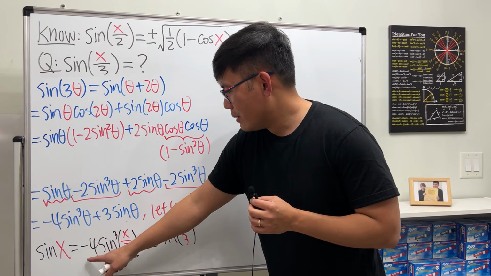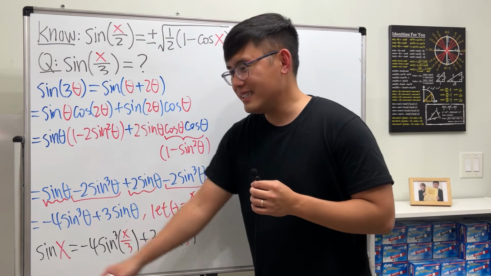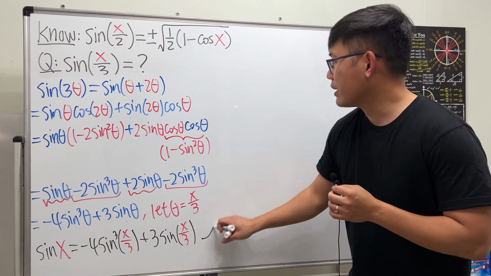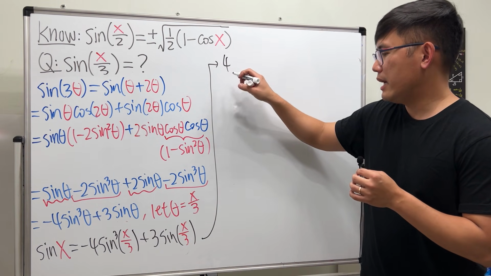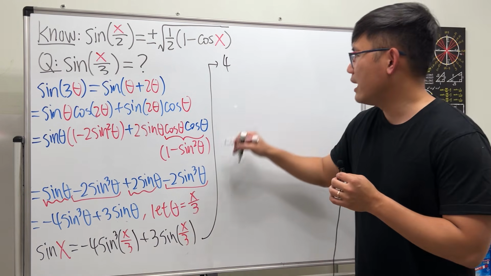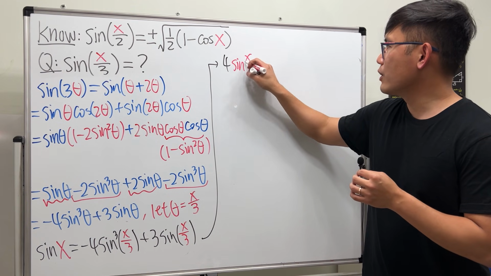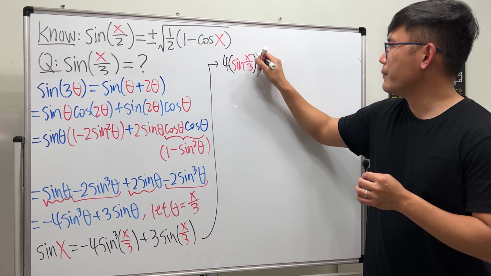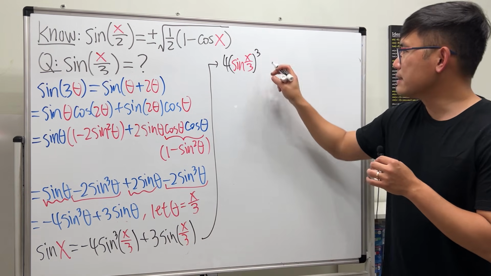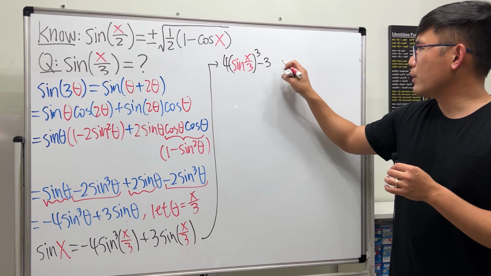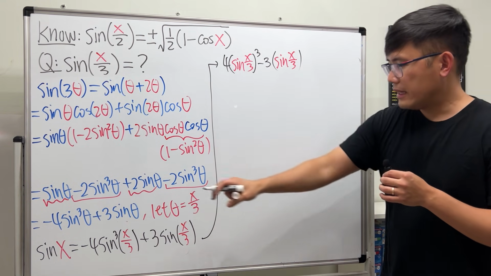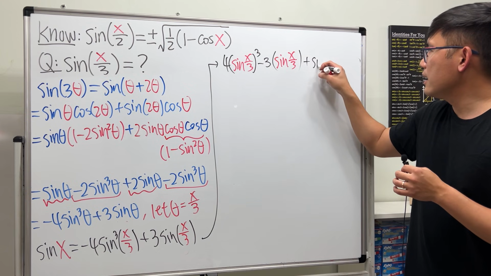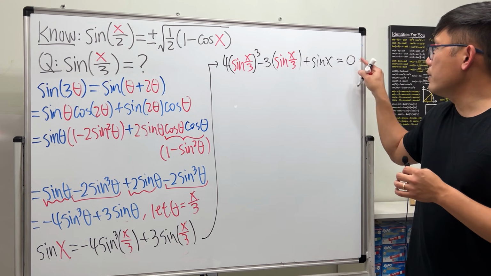I'm going to move both of these terms to the other side, and we'll see that this right here gives us positive 4. And I will just write this right here as sine of x over 3, and then to the third power. Put this to the other side, that's minus 3, and then I will write that as sine of x over 3, and that is plus sine x, and that's equal to 0.